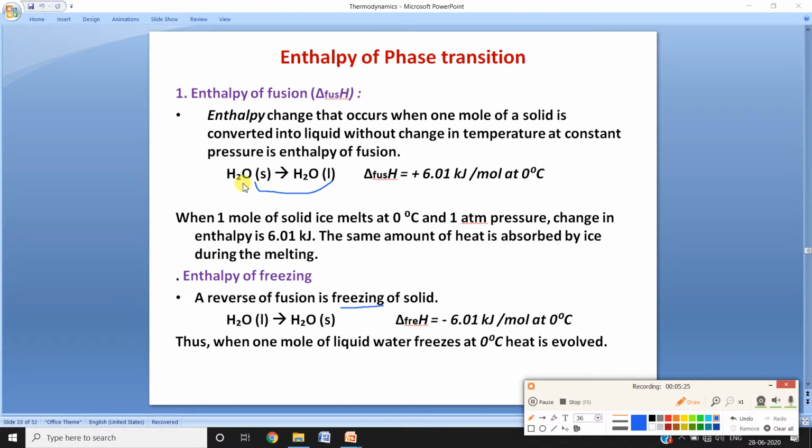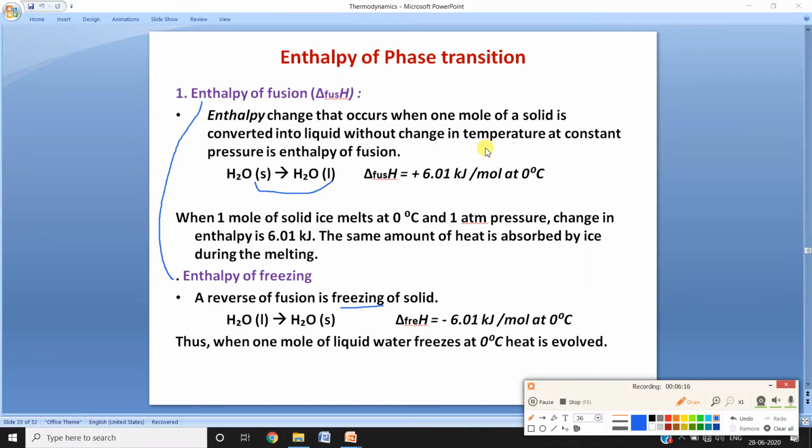So this reverse process indicates the enthalpy of freezing. In the reverse process, 1 mole of liquid converts into solid. The enthalpy change that occurs when 1 mole of liquid converts into solid state without change in temperature at a constant pressure is called enthalpy of freezing. So enthalpy of fusion and enthalpy of freezing are opposite processes. In fusion, solid converts into liquid state, and in freezing, liquid converts into solid state. And students, an important point, try to remember this process is an isothermal process because there is no change in temperature.